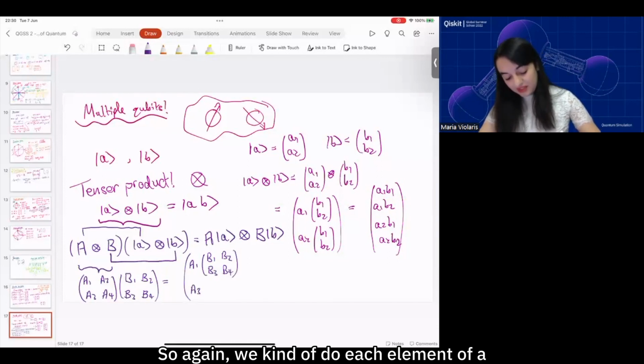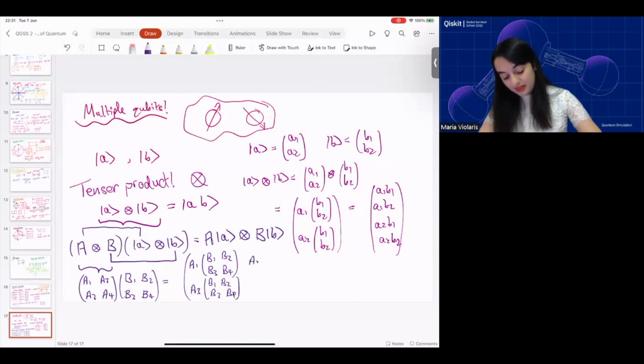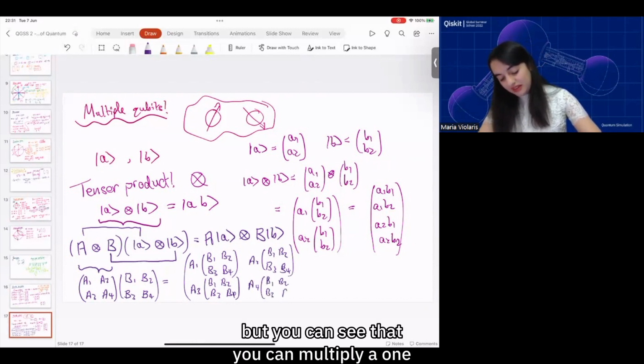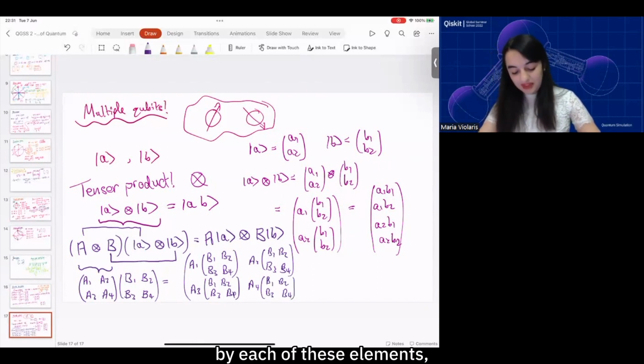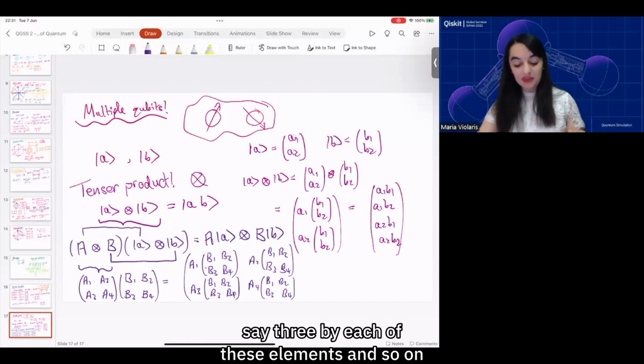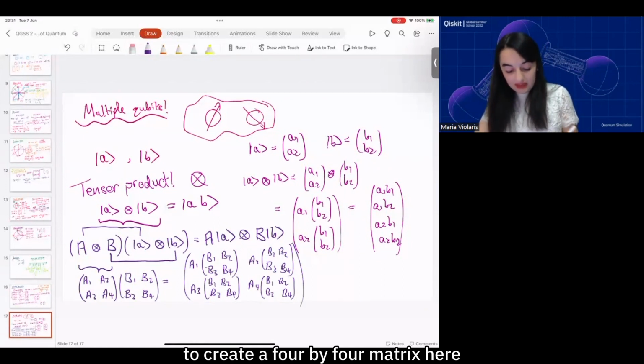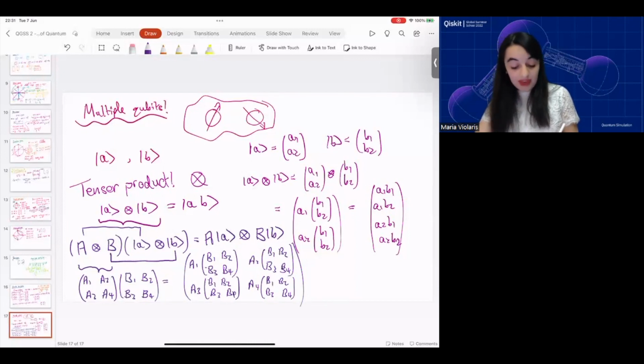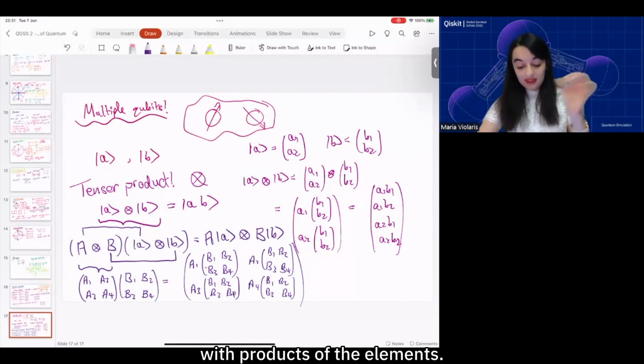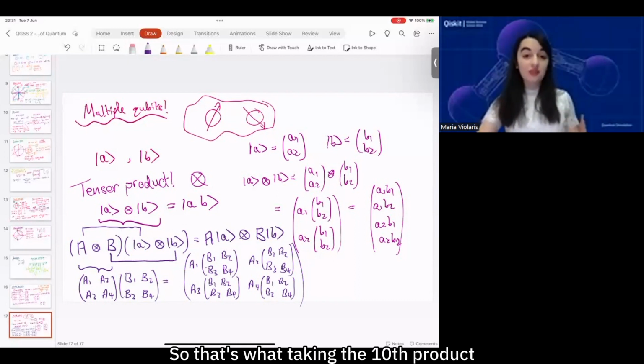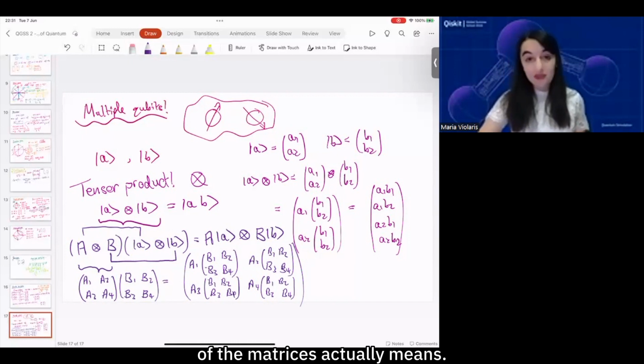So again, we do each element of A multiplied by the matrix for B. I won't write out the full matrix here, but you can see that you can multiply A1 by each of these elements, A3 by each of these elements, and so on, to create a 4 by 4 matrix here with products of the elements. So that's what taking the tensor product of the matrices actually means.